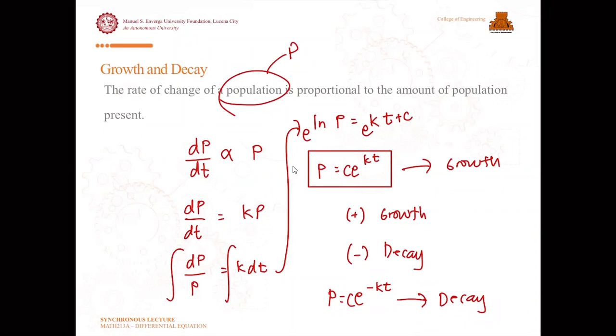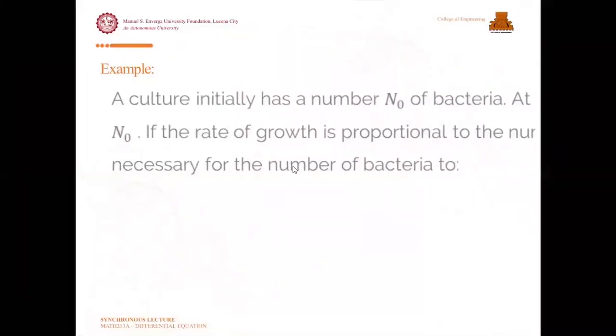Okay, so apply na natin agad sa example. So, a culture. Pag culture, usually pertaining sa bacteria yan, ano? A culture initially has a number of N sub O of bacteria. Ibig sabihin, initially, laging ang pertaining sa t is equals to 0. Okay?